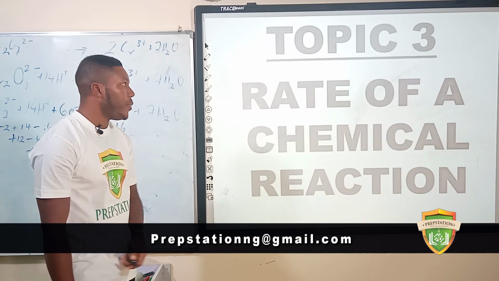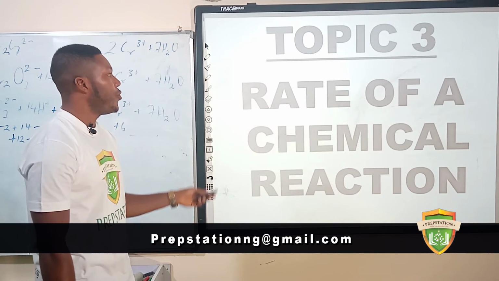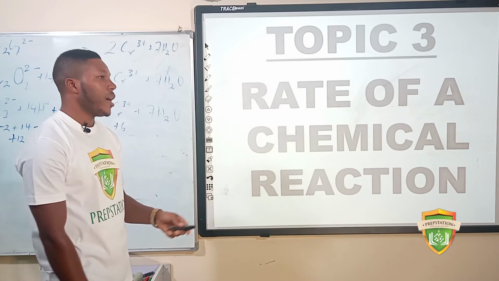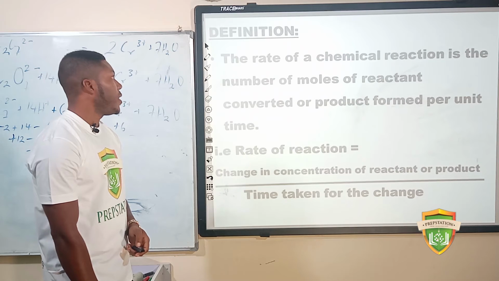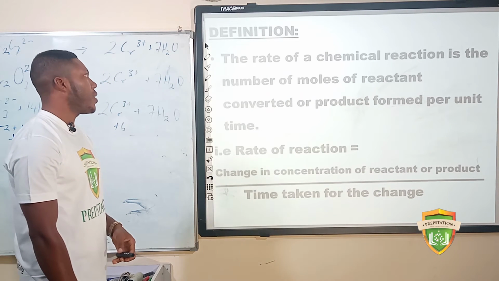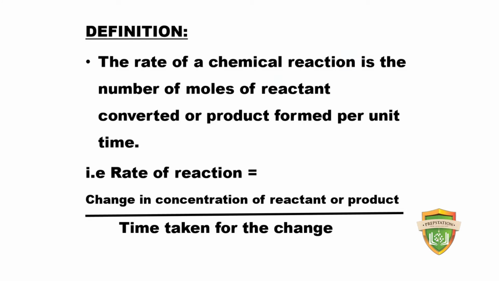Now let's take the last topic for today, which is rate of a chemical reaction. This is another confusing topic for students. Definition: what do we mean by rate of a chemical reaction? It is the number of moles of reactants converted or products formed per unit time.